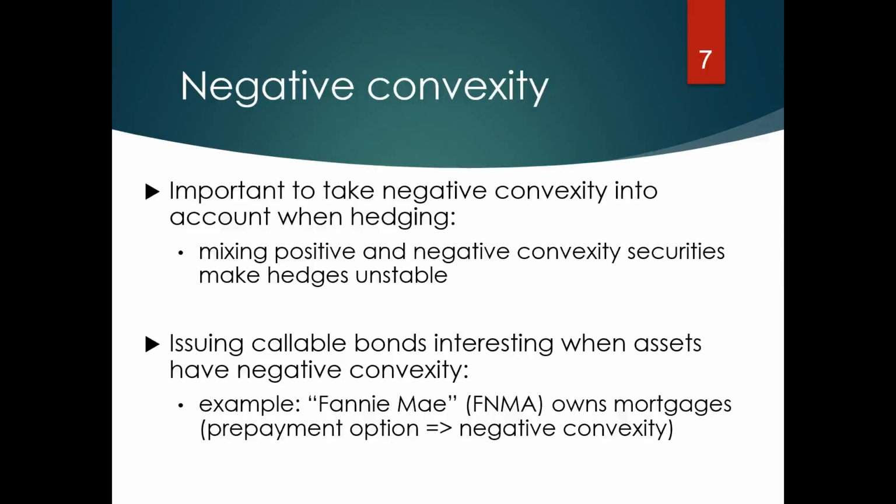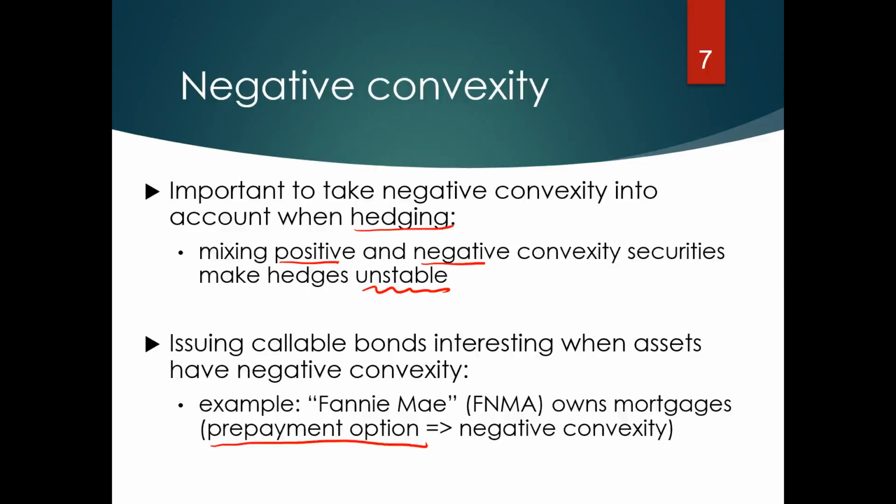The first one is that you need to take it into account when you're hedging. Why? Because you don't want to mix portfolios that have positive and negative convexity, because it's going to make your hedge unstable. So when you issue callable bonds, it's going to be interesting if your assets have negative convexity. An example would be Fannie Mae, which owns mortgages. If you own a mortgage, it has this prepayment option, and this prepayment option generates negative convexity.